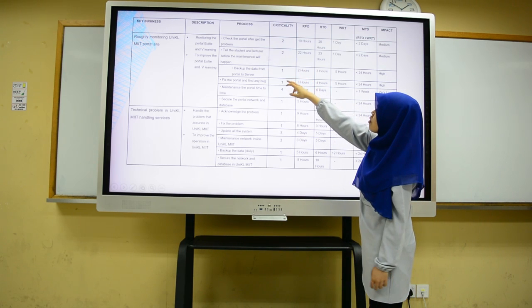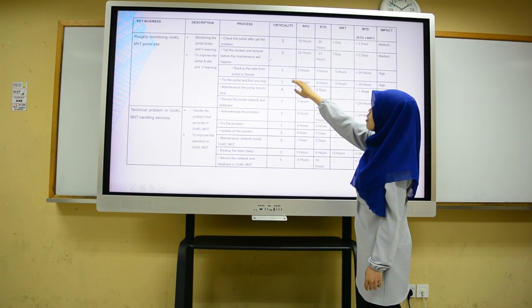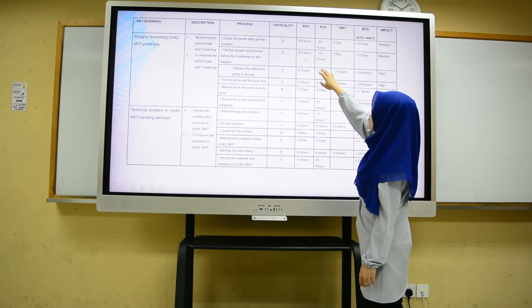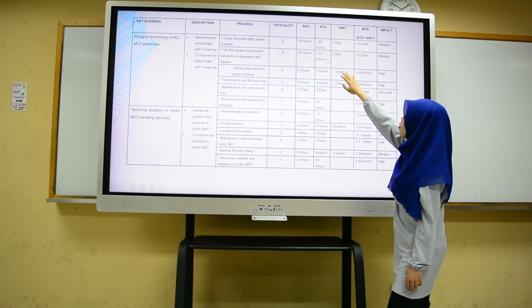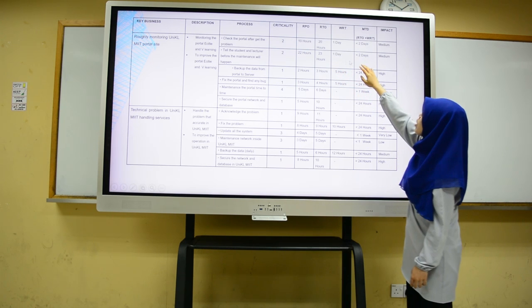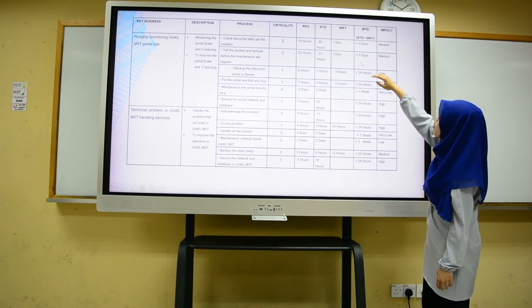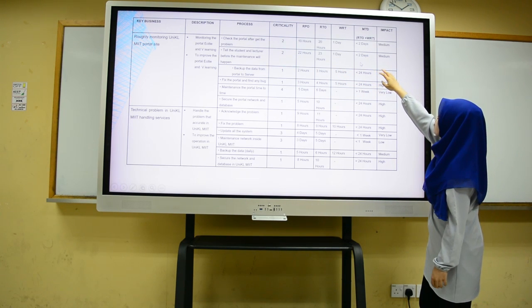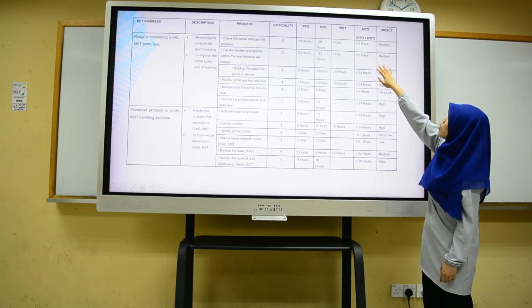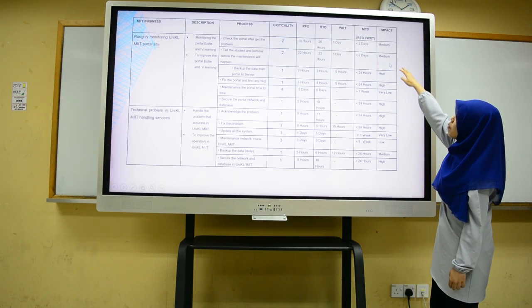Next process is tell the student and lecturer before the maintenance will happen. So the RPO will be 20 hours, RTO will be 20 hours, WRT will be 1 day, and the MTD taken for both recovery times, RTO and WRT, is less than 2 days, and impact is medium.